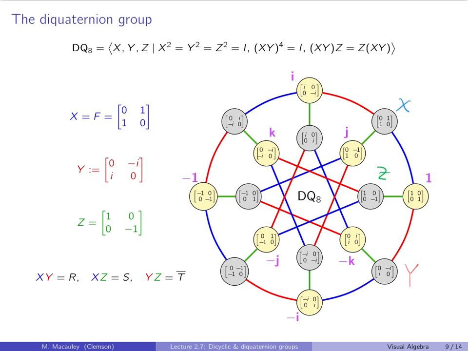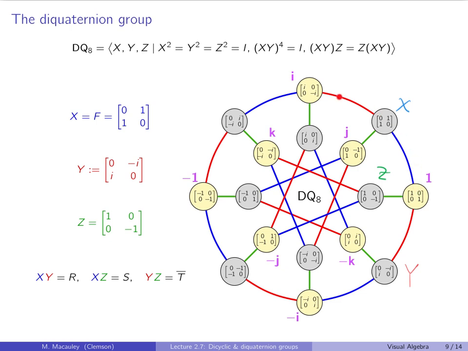And all of these have order 2, and XY has order 4. So XY goes up here. That has order 4. And then XY is central. It commutes with Z. So XY times Z equals Z times XY. Now, let's think about what we notice about this. First of all, I've highlighted the quaternion group, a subgroup, in yellow.